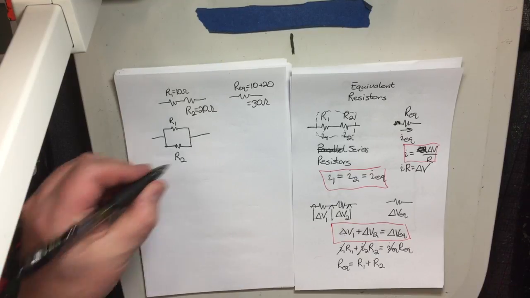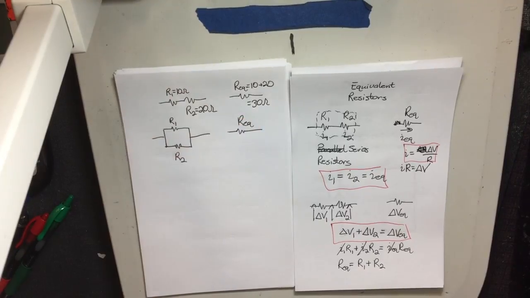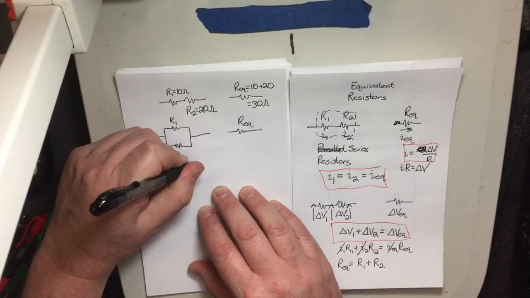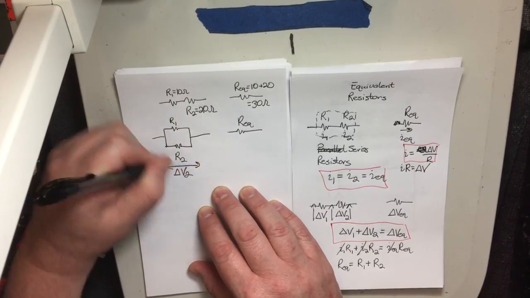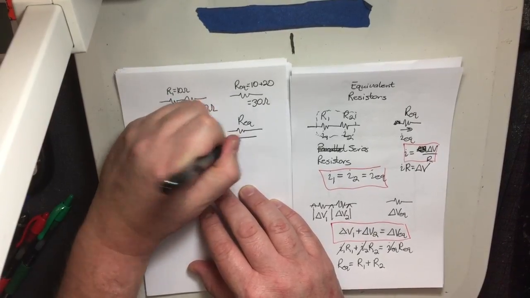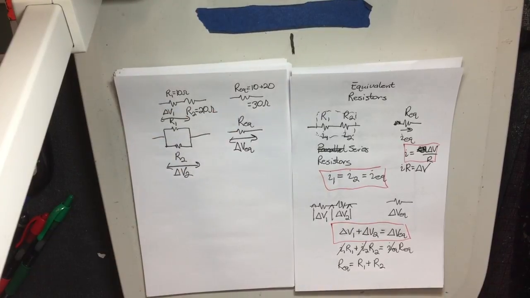So R1 and R2 are in parallel, and you get R equivalent. And now we need to figure out, well, what do we know about delta V2, delta V1, and delta V equivalent? What do we now know about those three potential differences?